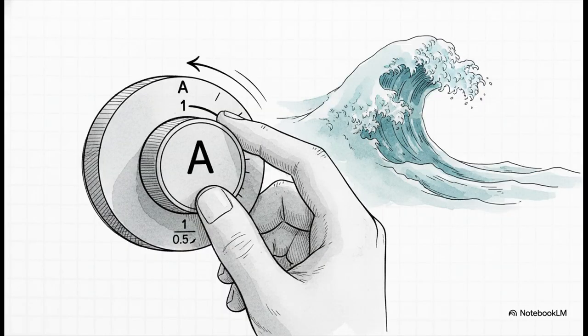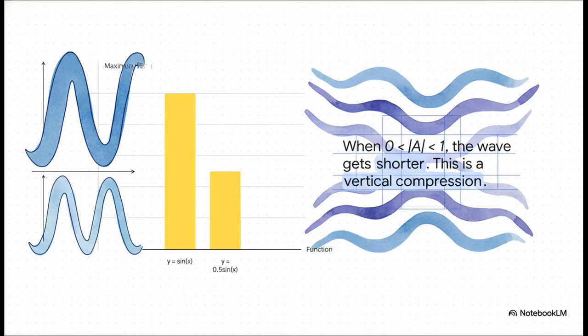Okay, so that's how we make waves bigger. But what if we want to make them smaller? Let's dial a back down to a number between 0 and 1. How about a half? And just like that, our wave gets squished. It's vertically compressed. Now it only goes up to 0.5 and down to -0.5. So here's our second rule. When the absolute value of a is between 0 and 1, the wave gets shorter.